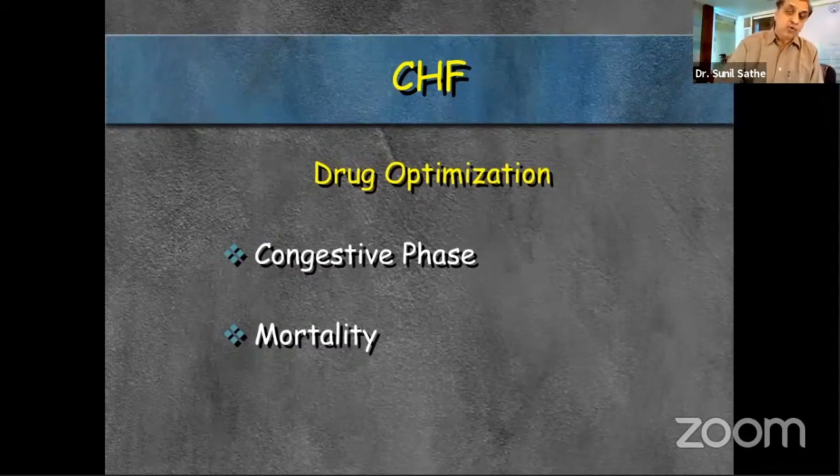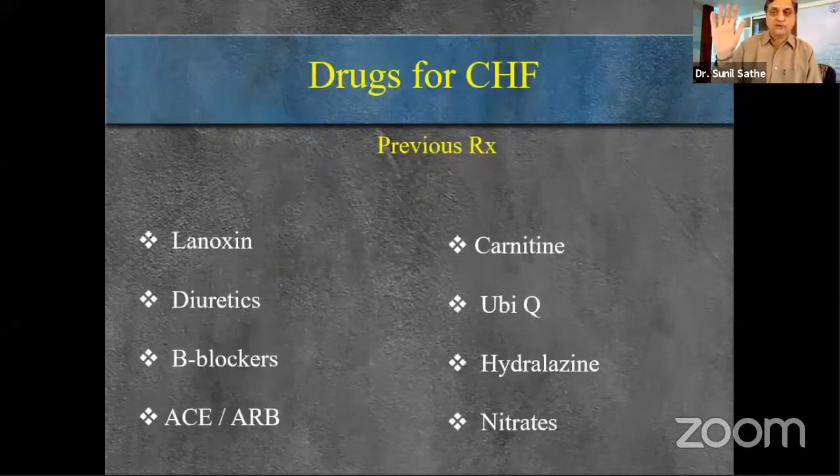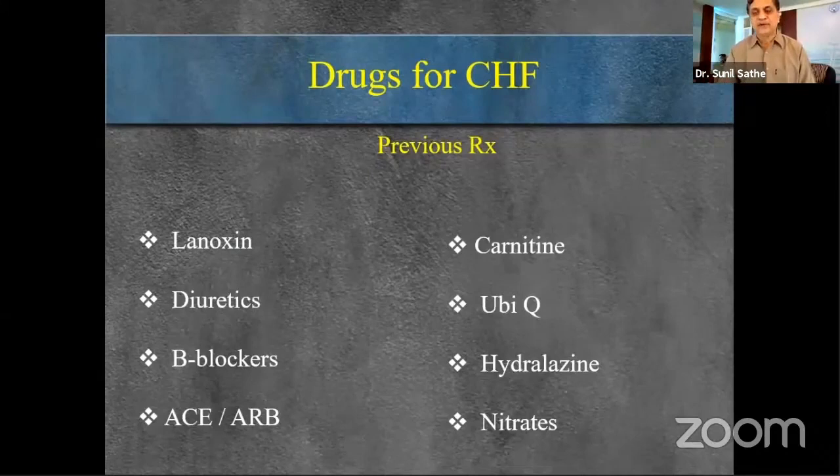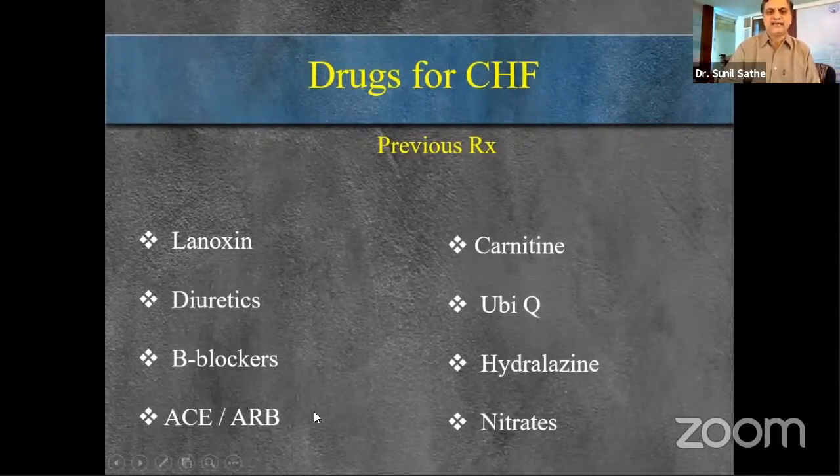Now, two to three or four years ago, this was the list of drugs given to patients in general across the board. Of course, plus minus here and there: digoxin, diuretics, beta blockers, ACE inhibitors, ARBs, L-carnitine, ubiquinone, hydralazine, nitrates. Now, some for symptoms, some as empirical drugs. This was the actual prescription of physicians and cardiologists before the advent of two drugs came.